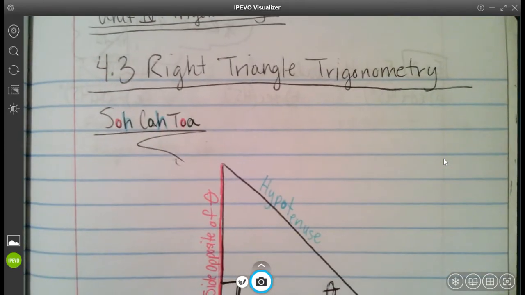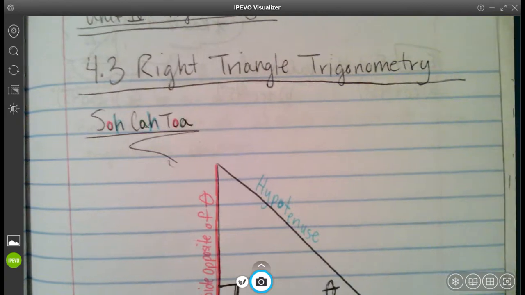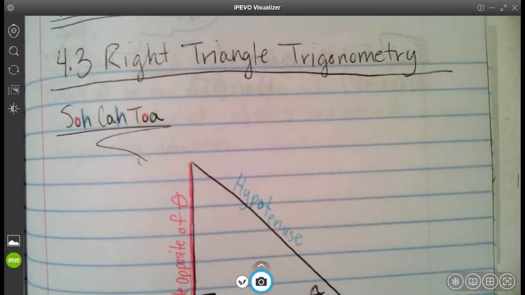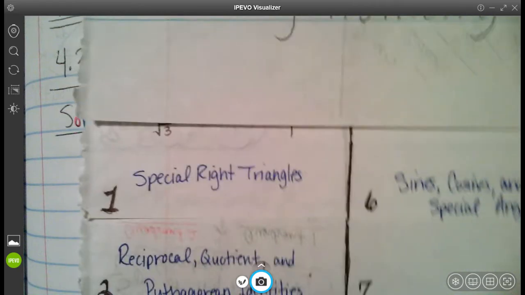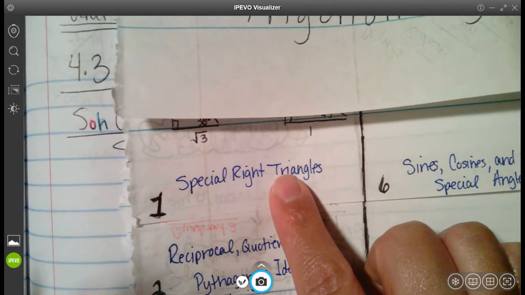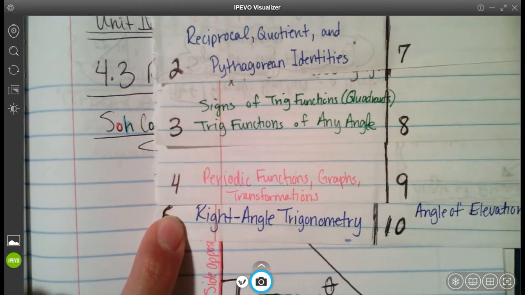In this video, we're going to cover section 4.3, right triangle trigonometry. This is still unit 4. A lot of this is going to be found in the huge foldable that you should have already started. I'm going to go ahead and show you part of it because it's not complete quite yet. But basically, we will be using tab 1, which is the special right triangles, slightly, and tab number 5, which is the right angle trigonometry.